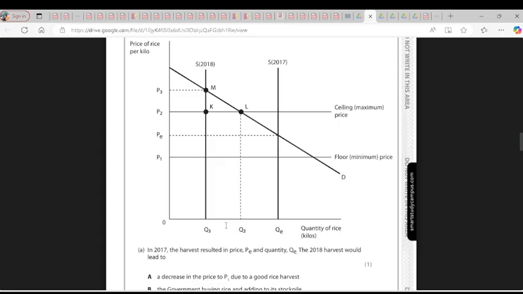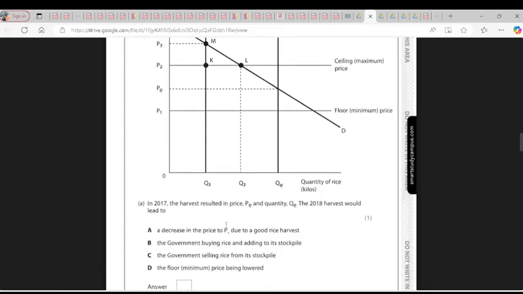So we have P1 to be the minimum price and P2 to be the maximum price, right? So PE, QE are above the minimum price. Yes or no? Yes. So this means they have to sell below the equilibrium price. And selling below the equilibrium price would discourage suppliers, because they won't be making as much as they could make. So this will result in shortage. Do you understand?